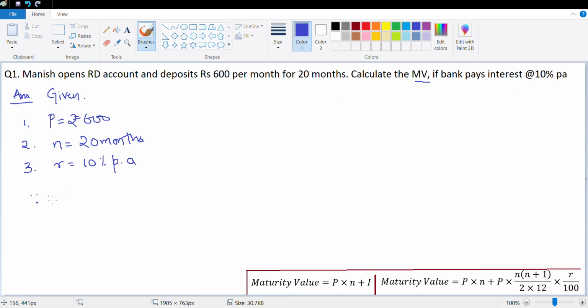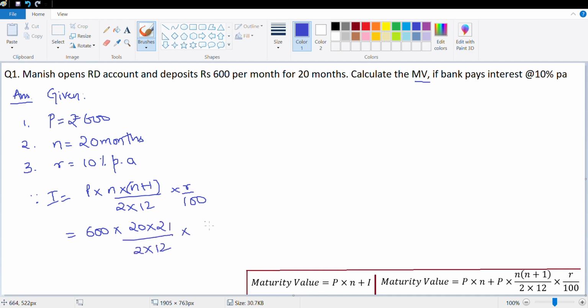So since we know interest is equal to P into N plus 1 upon 2 into 12 multiplied with R upon 100, let's substitute values. So P is 600 multiplied with N, N is 20, multiplied with N plus 1, 21 upon 2 into 12 into R, that's 10 upon 100. 0 and 0 gets cancelled. This 0 gets cancelled with this 0. This is 2 ones are 2, 2 ones are 2. 12 ones are 12, and 12 fives are 60, which means this is 50. So this is 21 into 50, that's 1050.